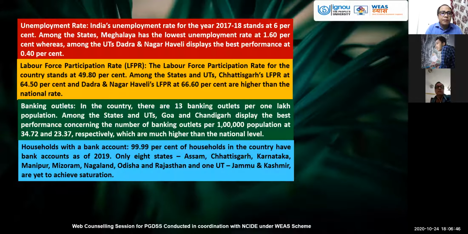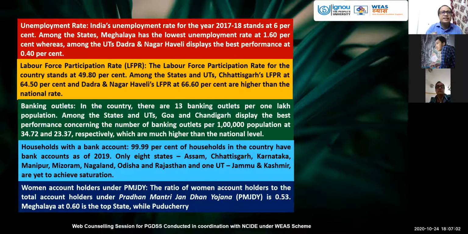Then the households with a bank account: 99.99% of households in the country have a bank account as of 2019. That is under Pradhan Mantri Jan Dhan Yojana. Okay, we are progressing well. That has also taken care of corruption, or at least we are able to limit the issues of corruption. Under Pradhan Mantri Jan Dhan Yojana, that has also taken care of women account holders. This is also one of the important ones.